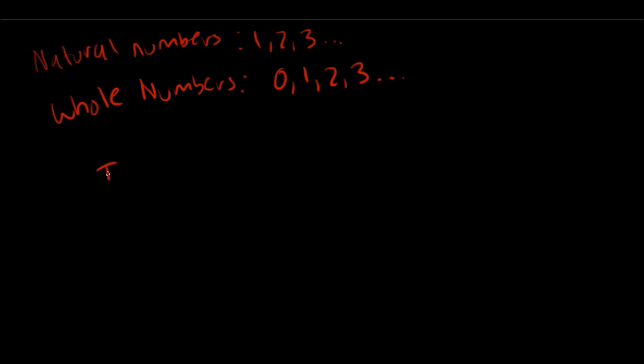Next we have integers. These are whole numbers and their opposites. So basically negative 3, negative 2, negative 1, 0, 1, 2, 3. Now we also have rational numbers, which are numbers that can be expressed in the form a over b, where a and b are both integers. And when expressed as a decimal, a rational number is either terminating or repeating.